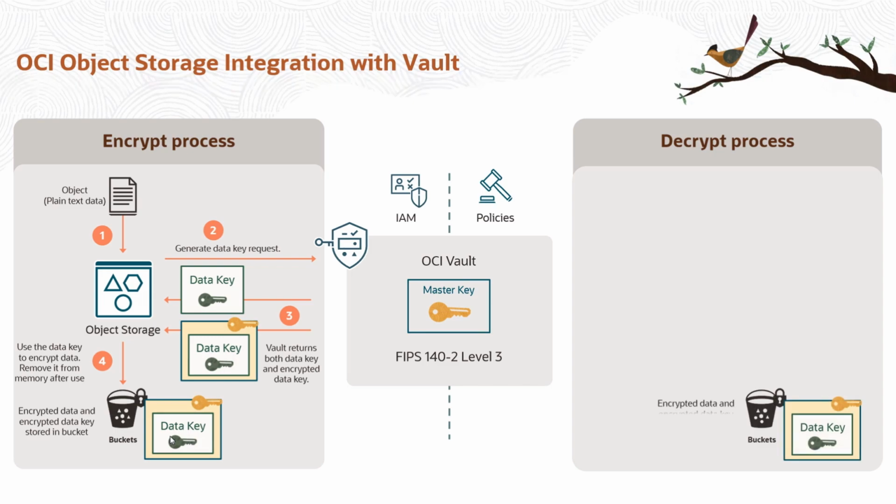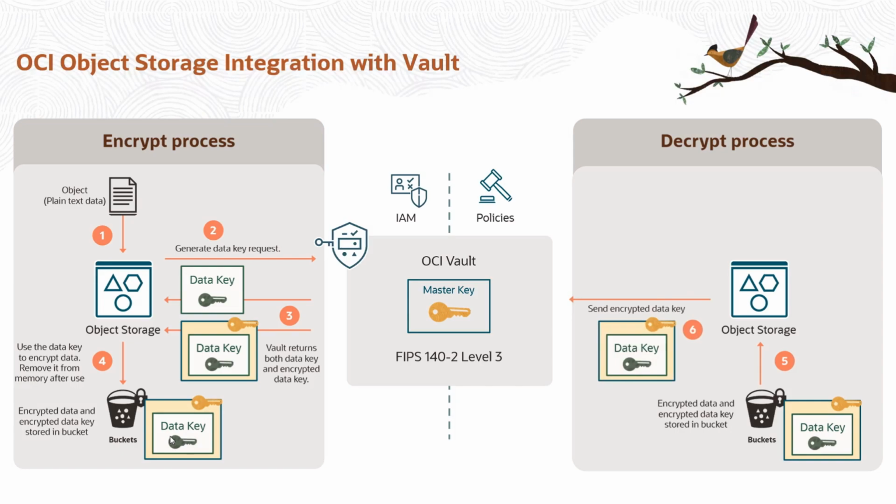In the reverse, suppose you want to decrypt this data. The data is stored in the bucket and the encrypted data key is stored in the bucket along with all the metadata. So the object storage service follows a similar process, a series of steps. First thing it does is it sends the encrypted data key to the vault, because the object storage service doesn't know what that data key holds, right? So it cannot, because it's all ciphertext. So it sends that to the vault.